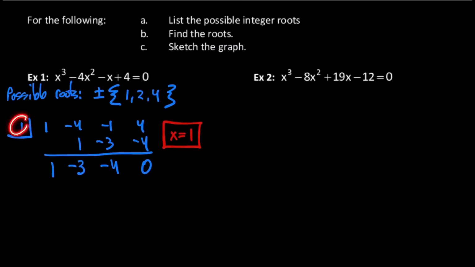Remember, this right here is a possible root. If it works in synthetic division, gives me a 0, then it is. If it doesn't, and I get some value here like -7, then no, that's not the root. But this one worked, so I'm going to circle it.